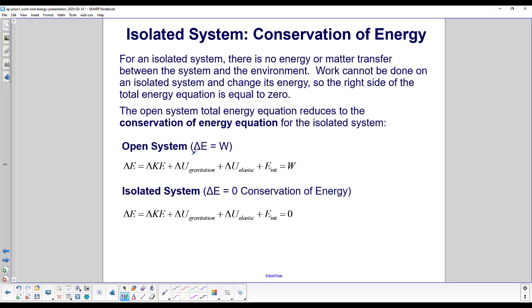So here's our open system where the change in energy is due to work. So here's our change in energy, different types of energies here, and that equals work. However, for an isolated system, delta E has to equal 0. So delta E now for an isolated system, change in kinetic energy, change in gravitational potential energy, change in elastic potential energy, and change in internal energy has to equal 0.